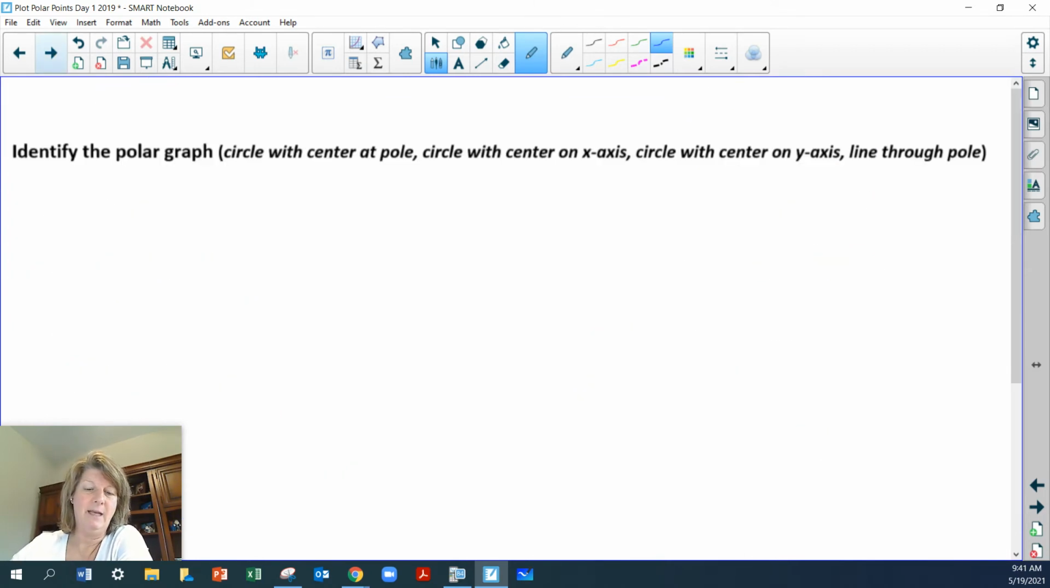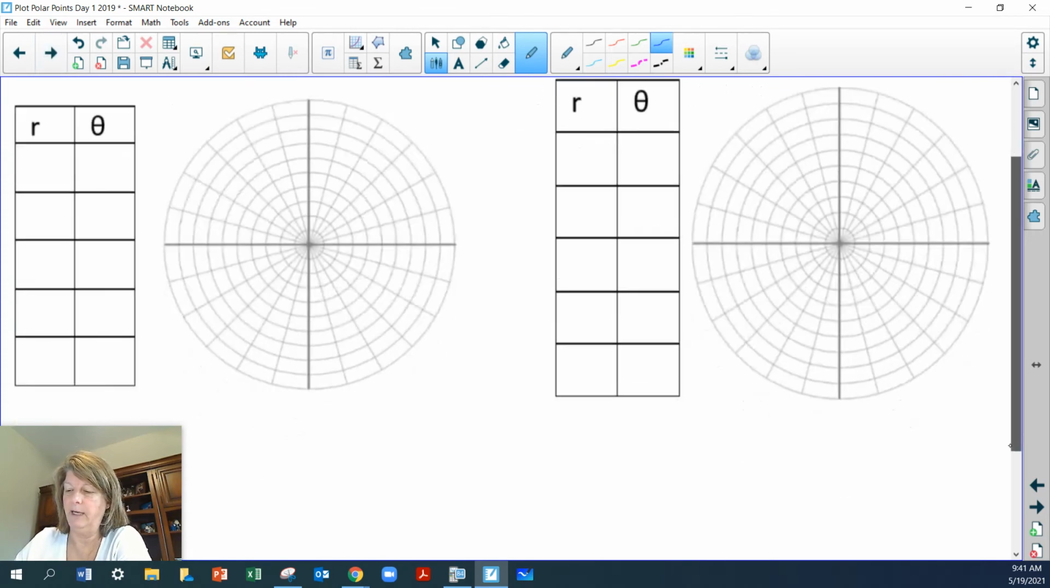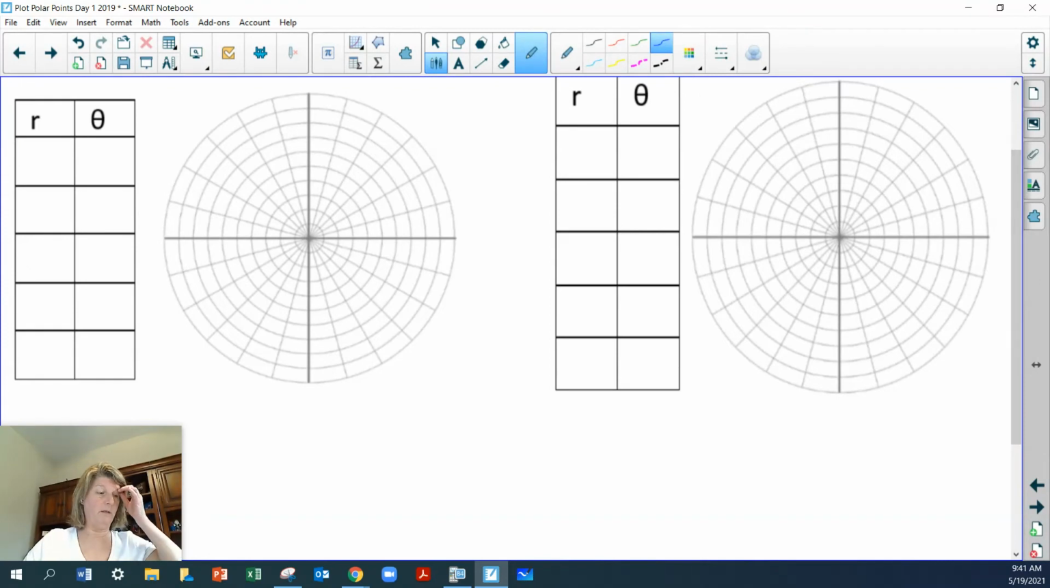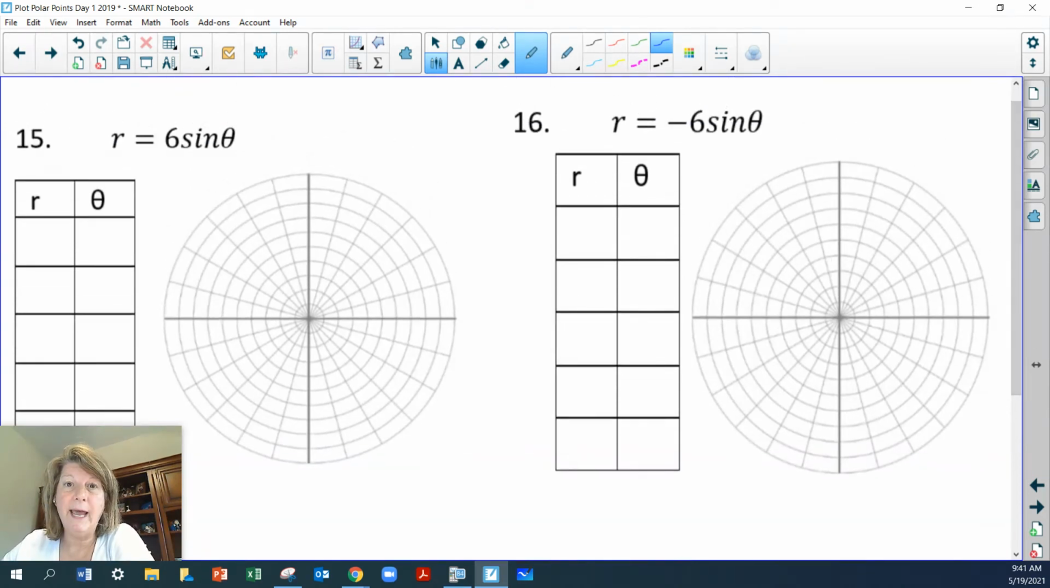All right. Lastly, it says identify the polar graph. Circle with center at pole, circle with center at x-axis, circle. Oh, these are all, got it. Okay, so the ones down below, I think, are all some circle equations. Most all of them, not all of them. And I want to just show you how we can plot points like we would have done in rectangular when we first started learning equations and what their shape was.